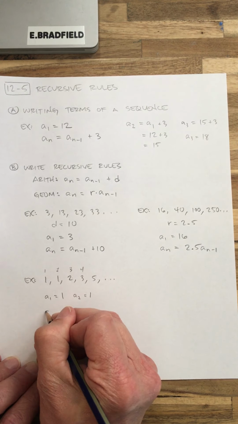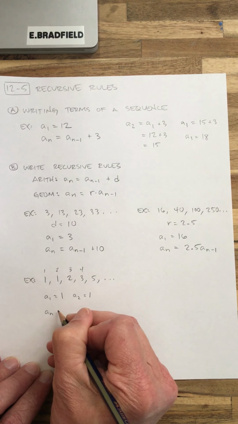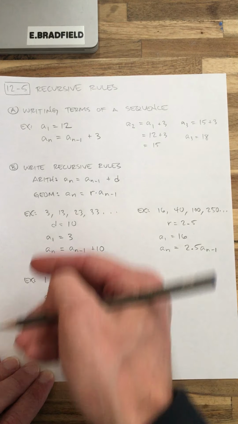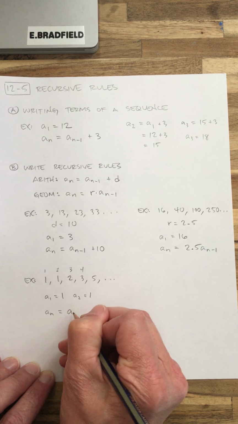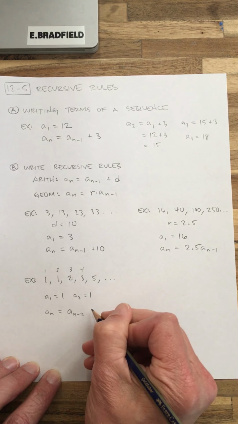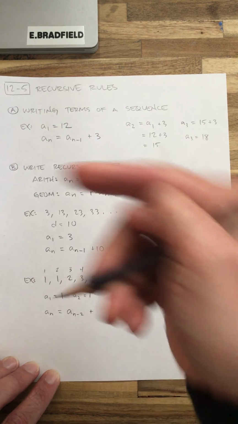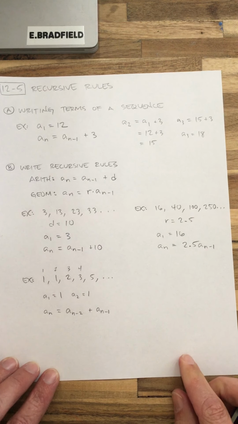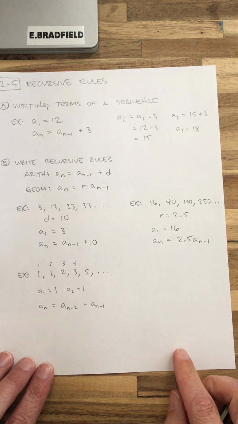So now we can say that the nth term is going to be the term that's two terms before it, so that's a sub n minus 2, plus the term that's before it, so a sub n minus 1. And that's the rule for that one.